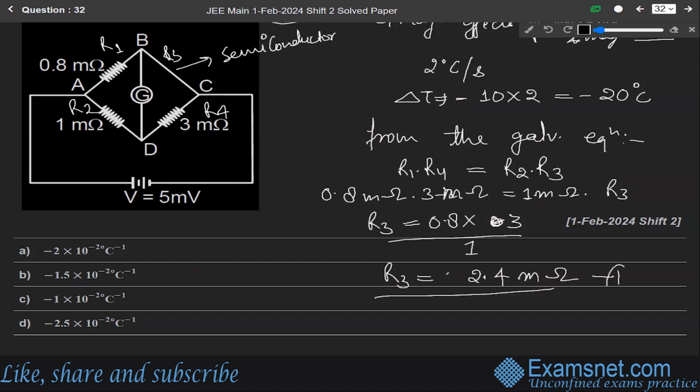Let us say this is equation number 1. Now since R3 is 2.4 milliohm, and the rate of fall is what?